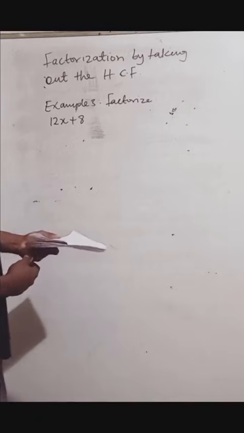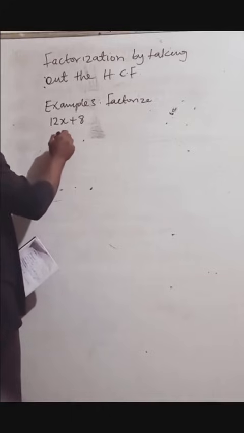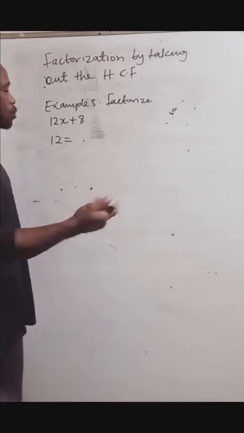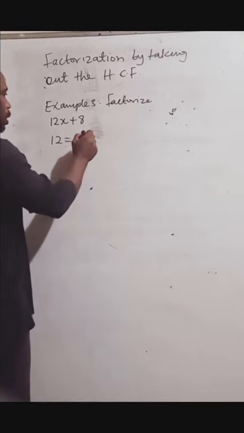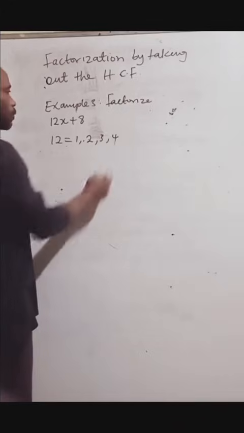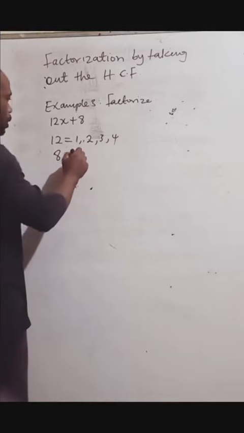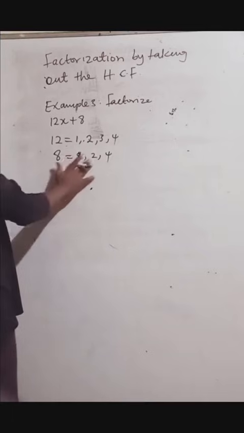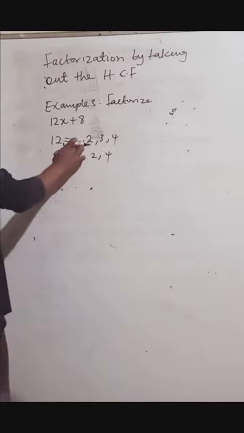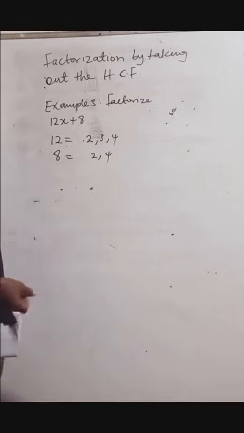Okay. So 12x plus 8. Factorize 12x plus 8. What you do, first of all, you write out the factors of 12. Here we have 1, 2, 3, and 4. These are the factors of 12. The factors of 8 are 1, 2, and 4. If we like, let's remove 1. So let's take 2, 3, 4 for 12 and 2 and 4 for 8.